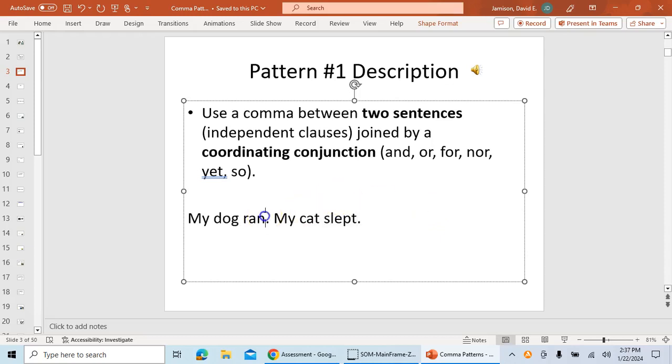So this is 2 independent clauses. My dog ran, my cat slept. If we want to connect those together, all we need to do is add a comma and a fanboys, and then we have 1 sentence instead of 2, and we've connected those 2 independent clauses.